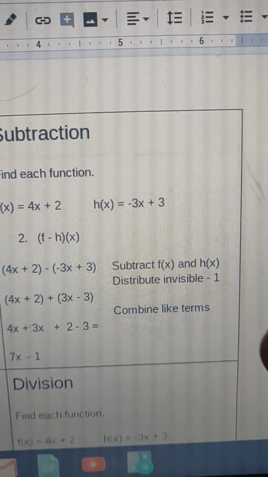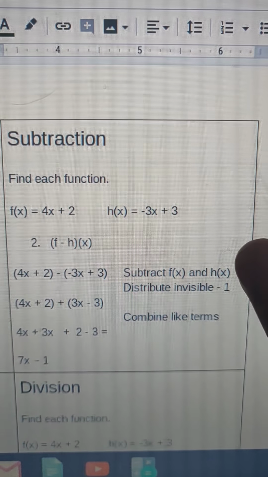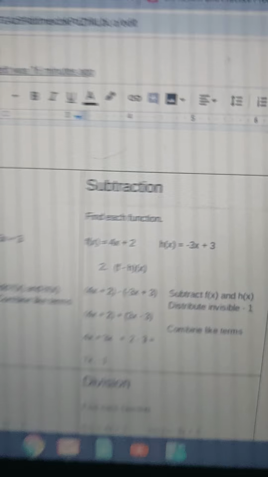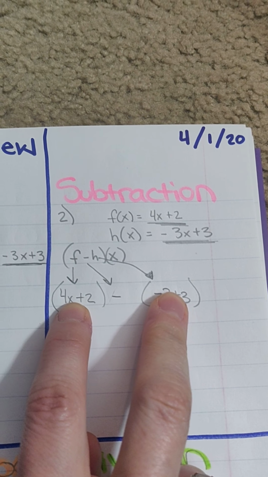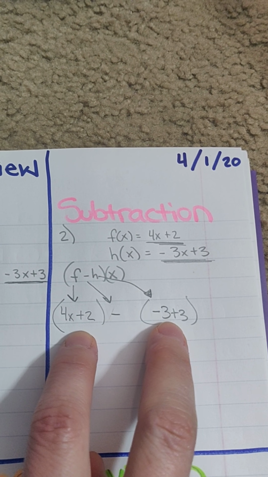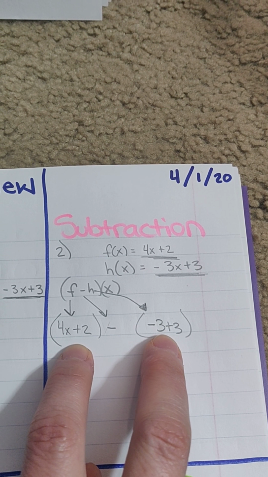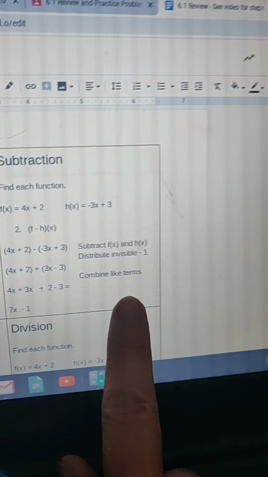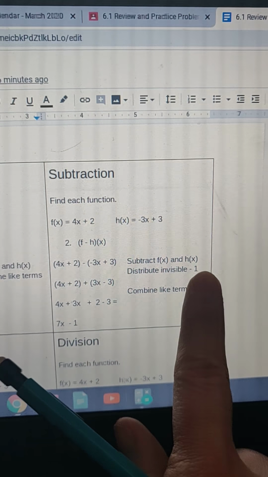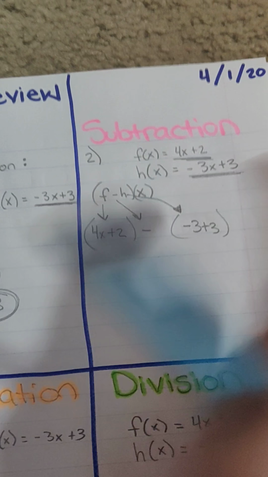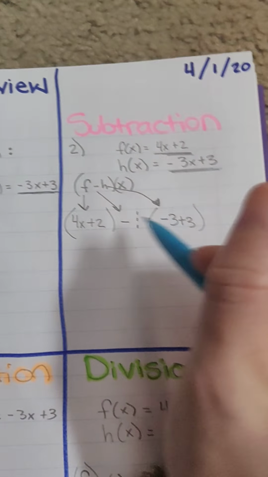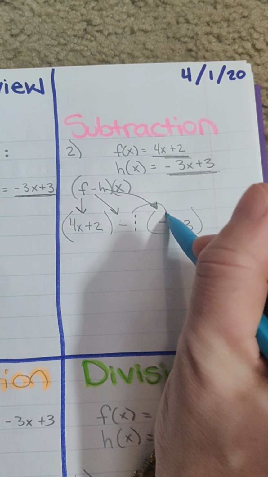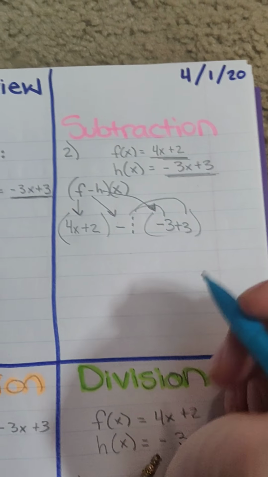So if you look over on our Google Doc, it says here to subtract f of x and h of x. So that means I need to subtract this one from this one, but there's a thing that I have to do before that. I need to distribute my invisible negative 1. So if you see here, I wrote distribute invisible negative 1. That is what's right here. We can draw our invisible negative 1, and now I'm going to distribute here and here.